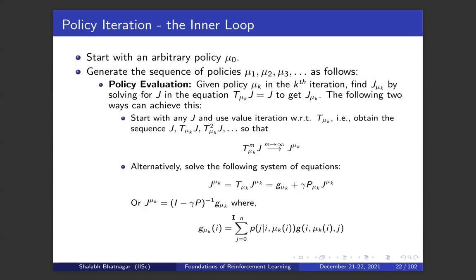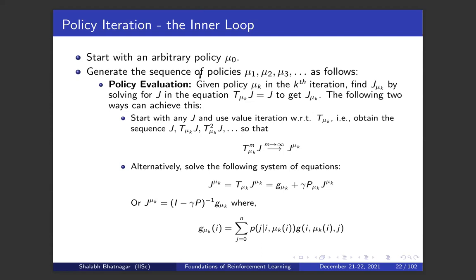There's another related scheme which goes under the name of policy iteration. It's actually a two-loop process. It goes via two nested loops: there's an outer loop and then there's an inner loop. The outer loop updates the policy, and the inner loop updates the value function corresponding to the given policy.